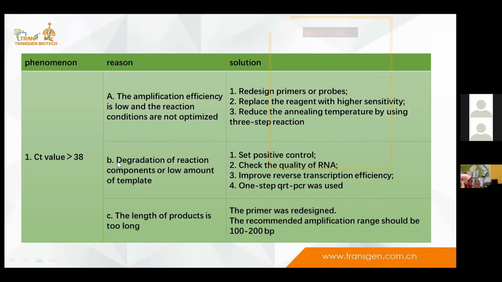The other reason may be the degradation of the reaction components or a low amount of template. So maybe you can set a positive control to make sure the whole system works well, and then check the quality of the RNAs, and improve the reverse transcription efficiency. And maybe you can use one-step qRT-PCR, which can be used for a very low amount of template RNA.